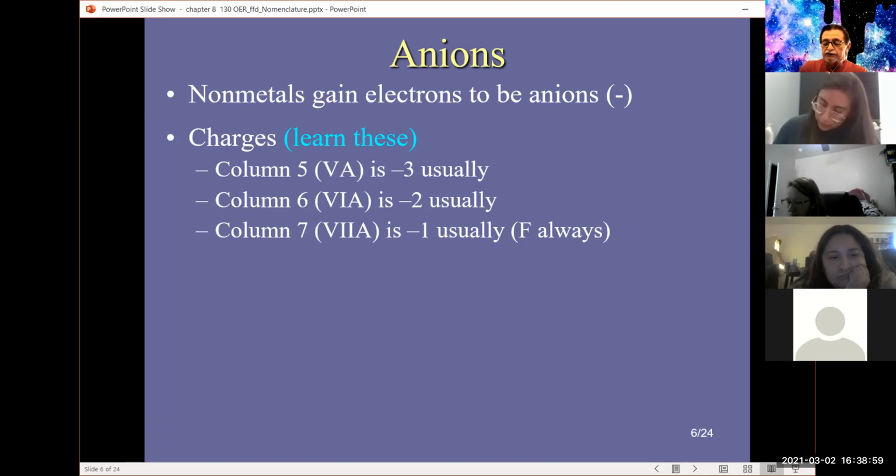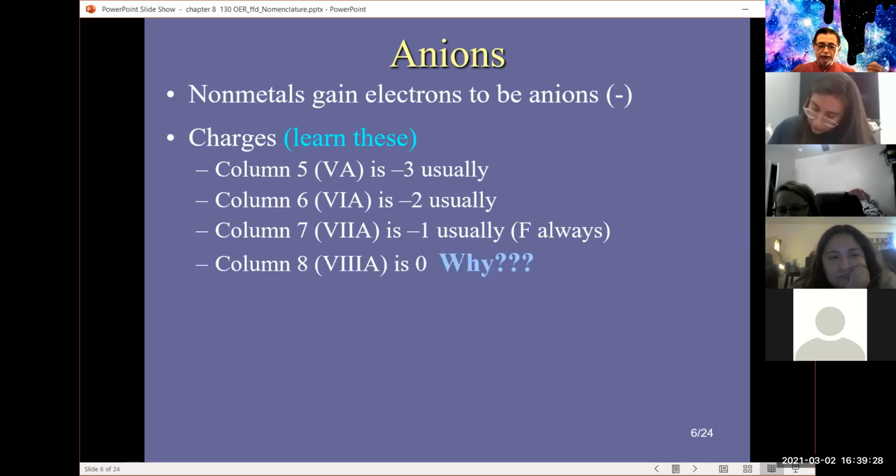Okay, I noticed in some of the exam answers that people were making comments like, by gaining electrons, they become the noble gas. No, they do not become the noble gas. They become isoelectronic. They share the same number of electrons as the noble gas in front of it or the noble gas behind it, depending on whether it's a metal or non-metal. To become a noble gas, they would have to lose protons or gain protons.